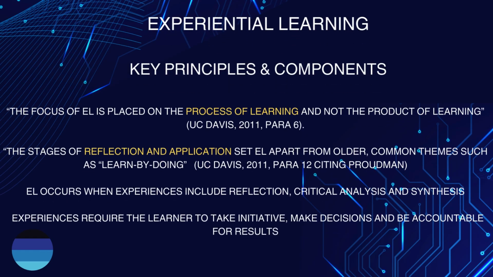Other key principles and components of experiential learning include that the focus is placed on the process of learning and not the product of learning. Stages of reflection and application set experiential learning apart from older common themes such as learning by doing. Experiential learning occurs when experiences include reflection, critical analysis, and synthesis. And then experiences require that the learner take the initiative, make decisions and choices, and become accountable for their own results.